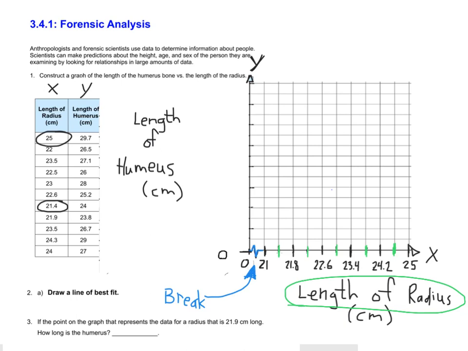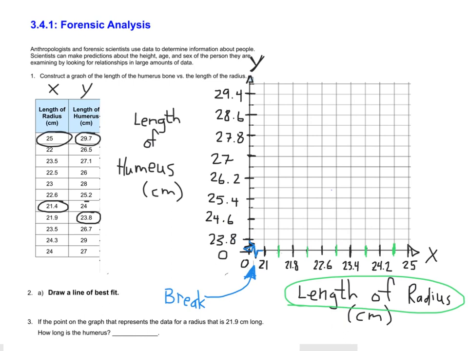Well, let's take a look at my y-axis. The lowest number that I actually see here is 23.8, and the highest number that I see here is 29.7. So I will suggest you take a break here as well. I'm going to let you come up with the scale here. I'll give you a couple minutes so you can press pause.